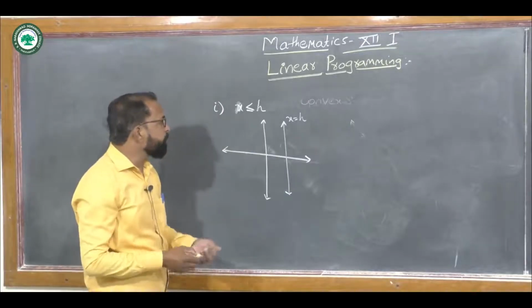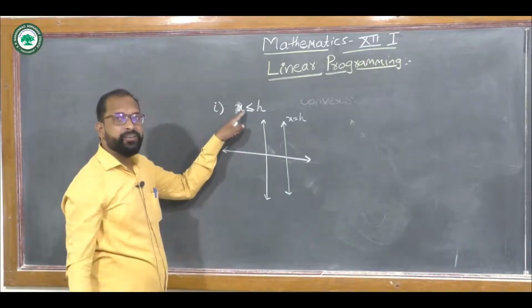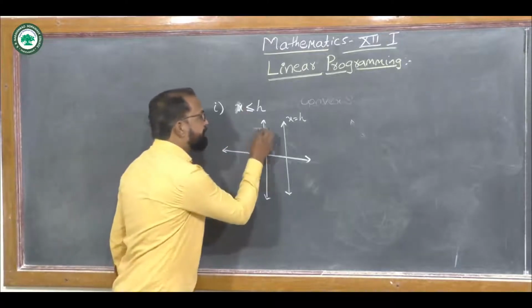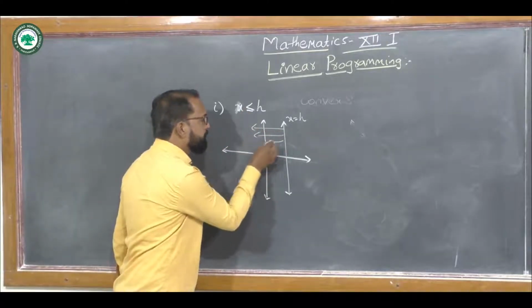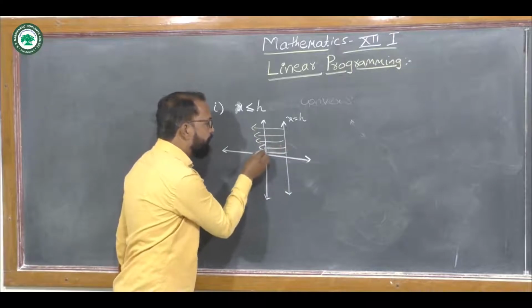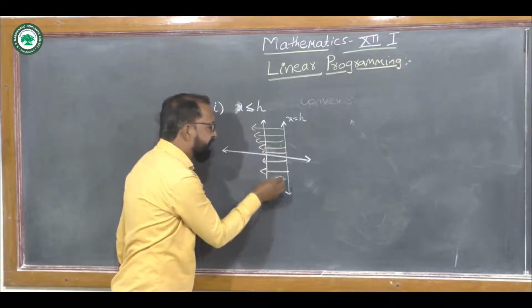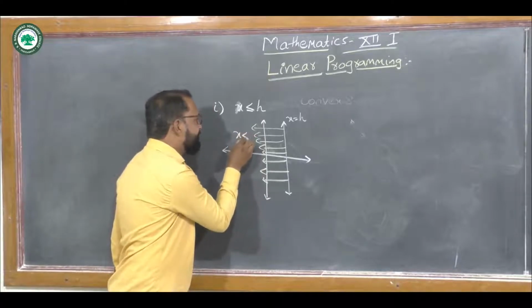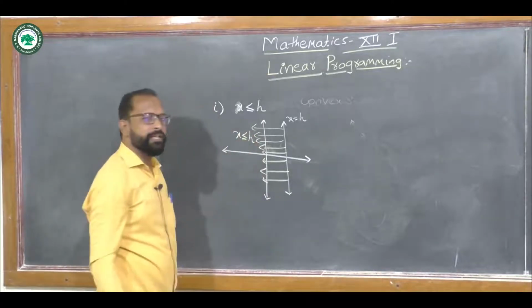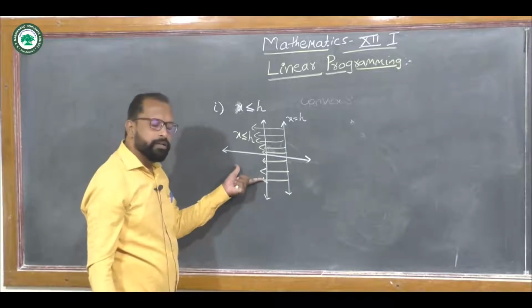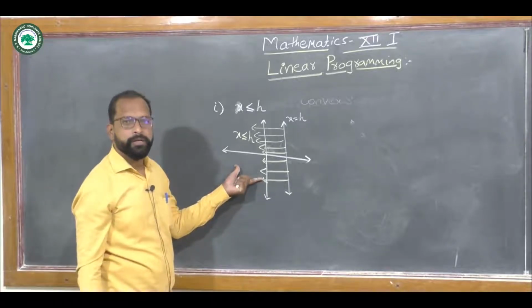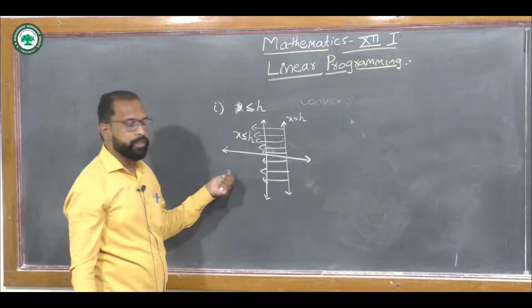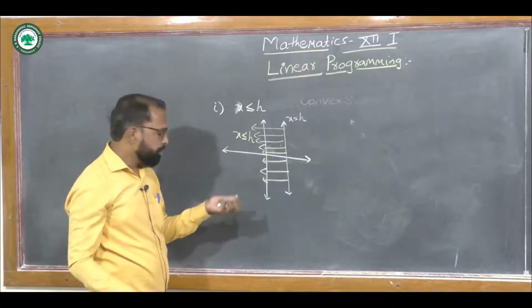Now the region for which x is less than or equal to h is the left side region. This is the region for x is less than or equal to h. Again, this region is unbounded because it can be extended up to infinity.